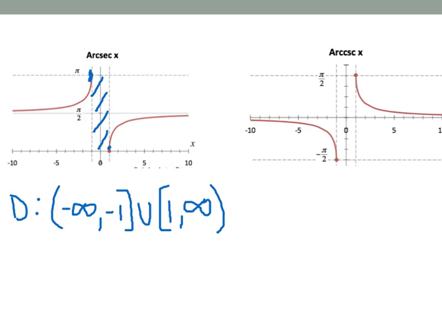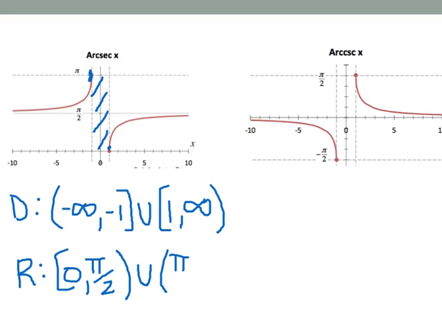Now the range of this function, as you can see by the graph, goes from 0, which is included, until we get to pi/2, which is an asymptote here. It's a horizontal asymptote. And then again continues from pi/2 to pi. And pi is included.